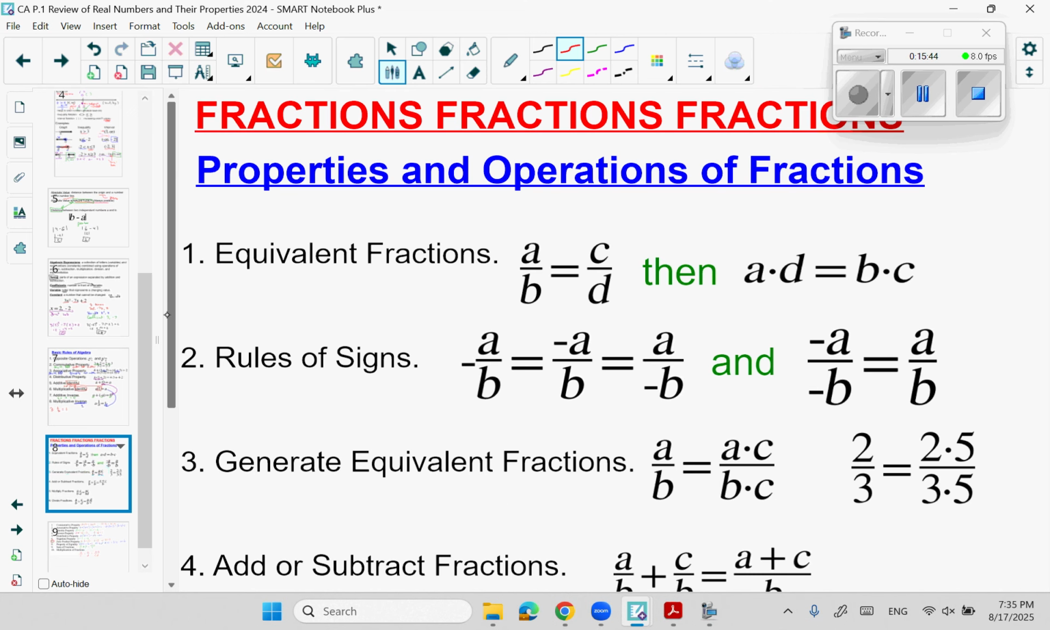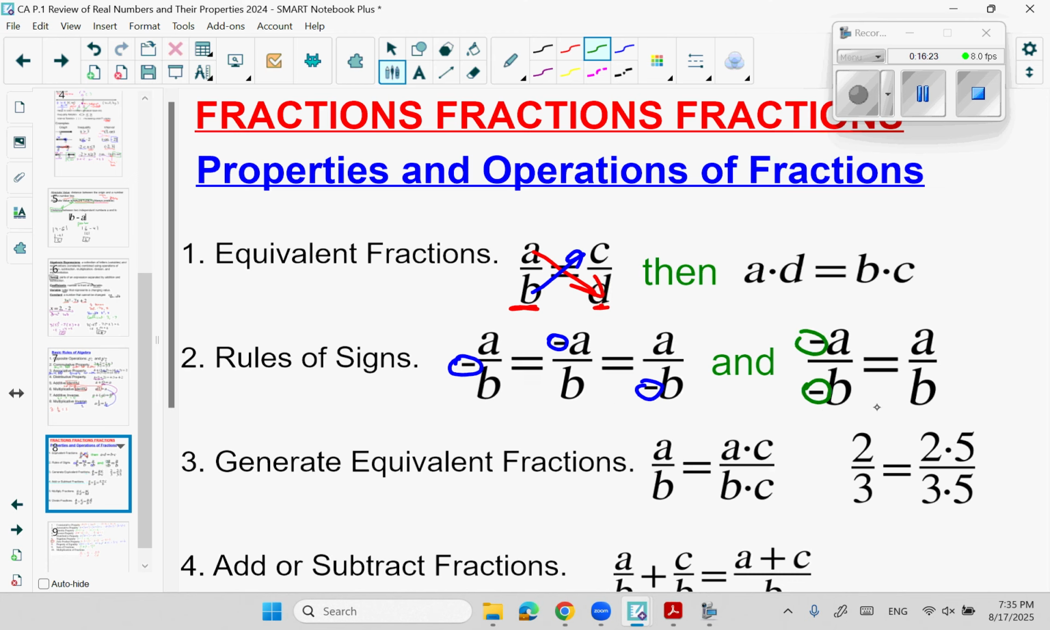So what are some fraction properties? Remember, equivalent fractions have to be equal. The way we can always check is A times D and B times C, that cross multiplication. Rule of signs. It doesn't matter if you have a negative out front, up top, or down below. If you only have one negative sign, you are perfectly fine. They're all equivalent. People tend to put it out front or up top. The bottom is considered bad grammar in the math context.